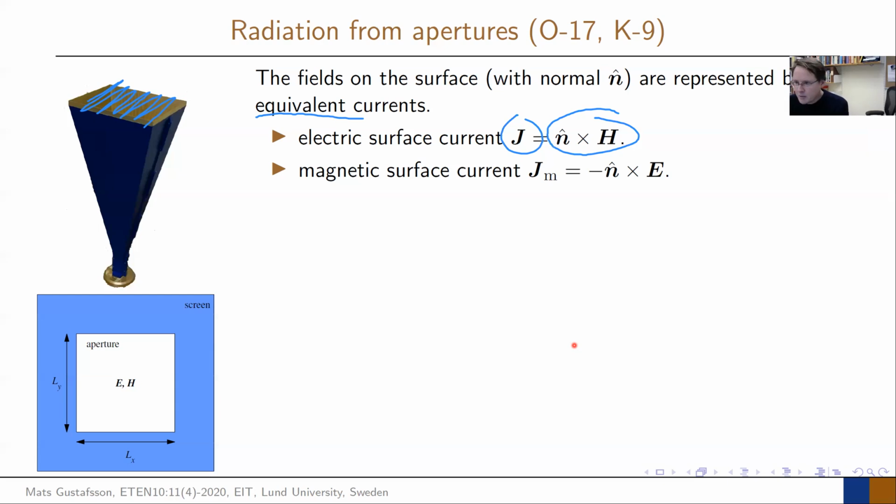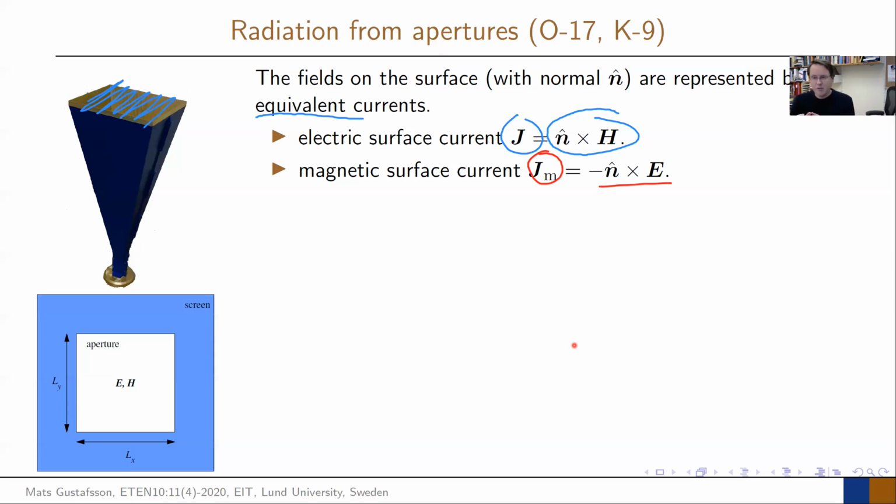And if you had the electric one, then we do the same as we had in the patch antenna. We add a magnetic counterpart. And the magnetic counterpart comes from the electric field instead. So maybe you see this first and think, did I write this wrong? Why do I have an electric current that comes from the magnetic field and a magnetic current that comes from the electric field? But that's the way it is.